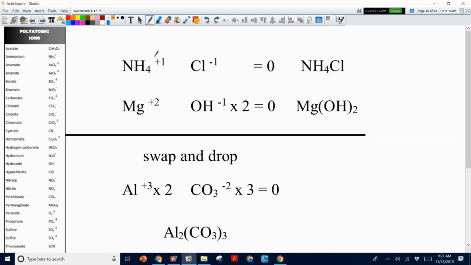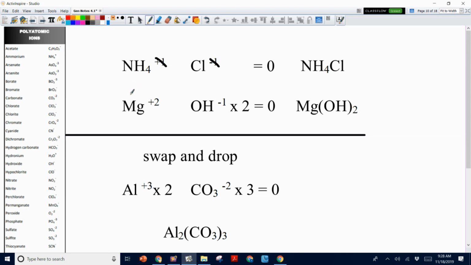So NH4, and we treat these just exactly like elements. This NH4 has a +1. This chlorine has a -1 charge. So those cancel out, +1 cancels with -1, so we don't have to do the swap and drop. We don't have to do anything except smash these together because they equal 0 already. So the formula is going to be NH4, and we go ahead and write the same formula, chlorine Cl.